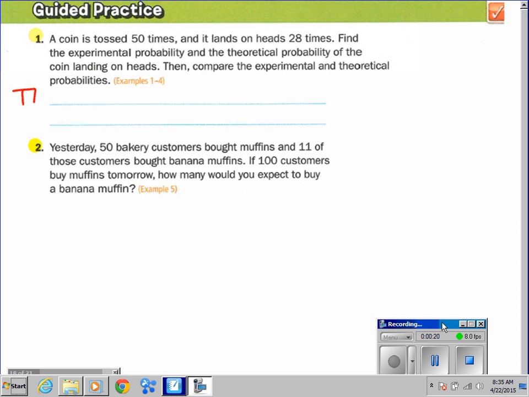Just make sure that you actually write TH so I know that is the one you're talking about. So theoretical, and then leave a space, probability, and what do we want to have happen? Heads. So we'll just write heads. And with what we know, how many outcomes are there on a coin? 2. There's a heads and a tails, so there's 2. And how many heads are there on a coin? 1. So we have a 1 in 2 chance of flipping a head.